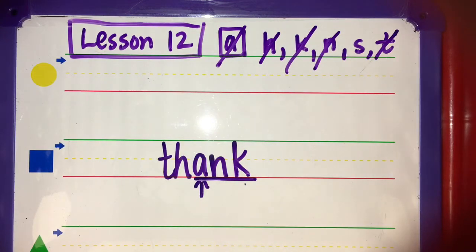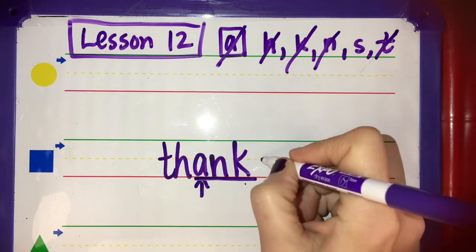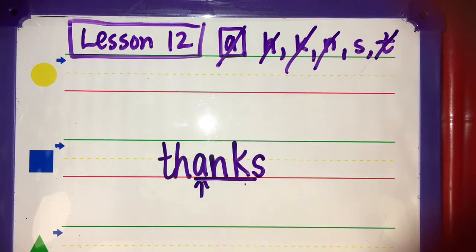So far you've used the T, the H, the A, the N, and the K. Our secret word uses all the letters. You'll see that there's only one letter left, and that letter is an S. Pretty simple to figure this one out. Our secret word is thanks. Many people give thanks before they eat their meal. That's how you would use that word in a sentence. Excellent job. You've finished part 1 of lesson 12.